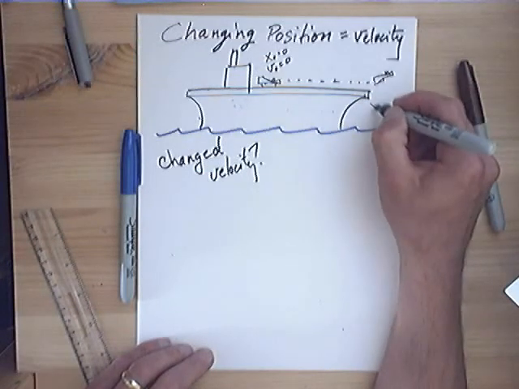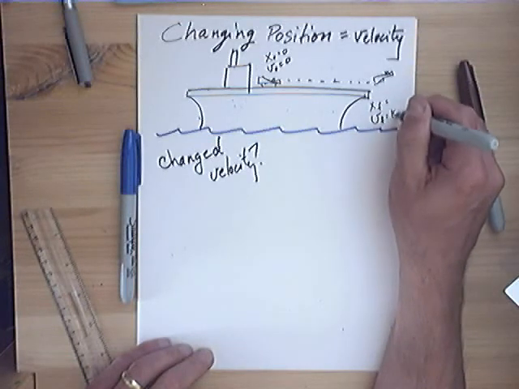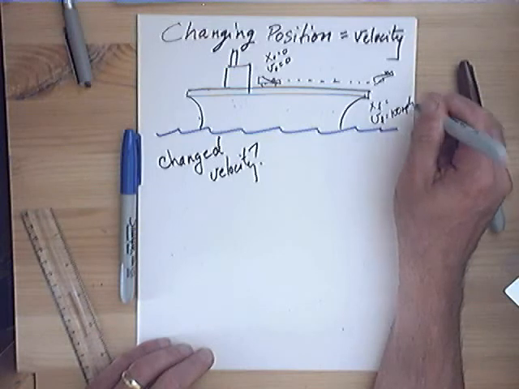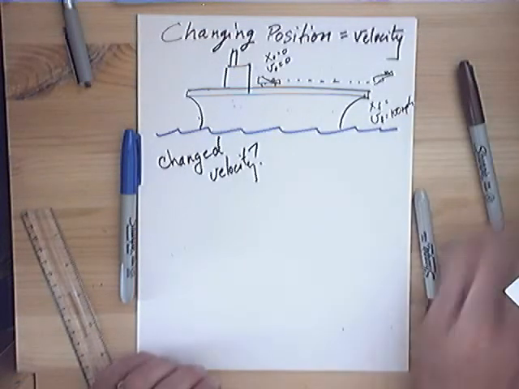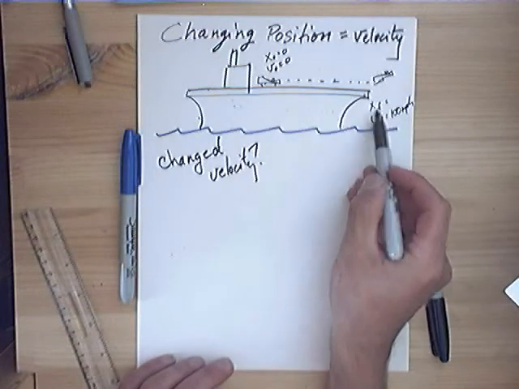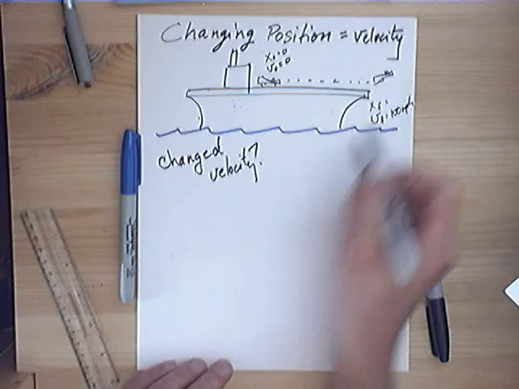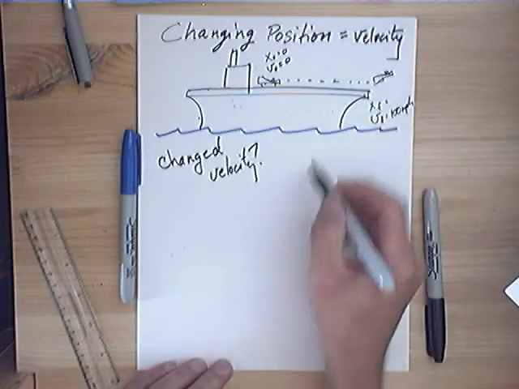And now at some final position, it has some final speed of like 100 miles an hour. So I have a changing position, I have a changing velocity. So my velocity has increased.